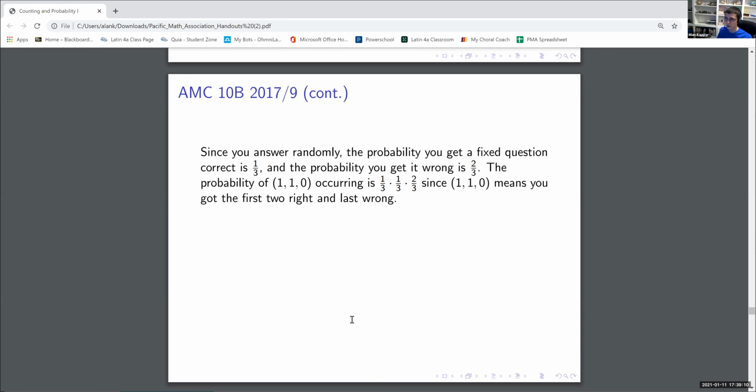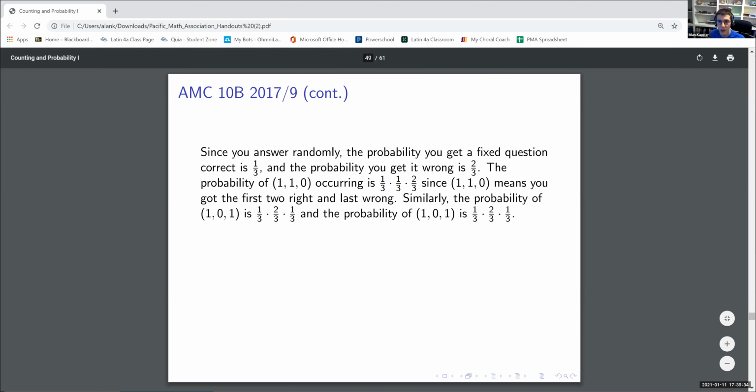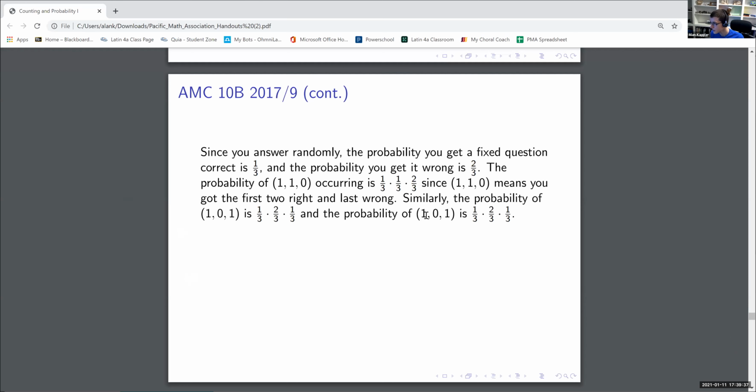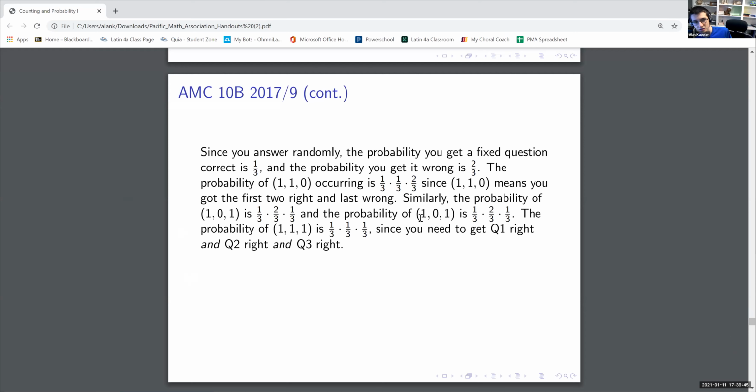Similarly, for 1, 0, 1, it's 1/3 times 2/3 times 1/3. And the probability of 0, 1, 1 is going to be 2/3 times 1/3 times 1/3. Sorry about the typo there. Finally, our probability of 1, 1, 1, all questions correct, is 1/3 times 1/3 times 1/3, since we need to get all of them correct.